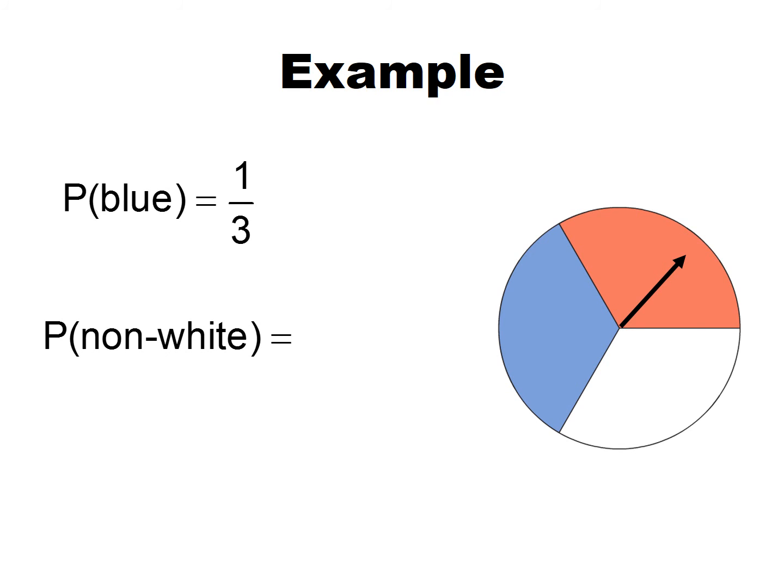Let's do another simple example. We might ask, what's the probability of getting a non-white outcome? Now non-white means either blue or red, and so we see that there's 2 outcomes that constitute that event, and there's 3 possible outcomes, so our exact theoretical probability is 2/3. So that's all there is to using rule 2. Just count outcomes, divide, and we're all done.